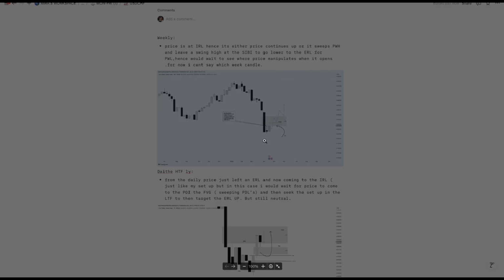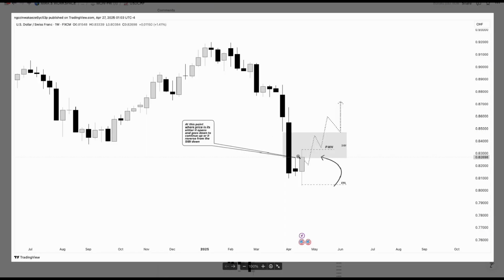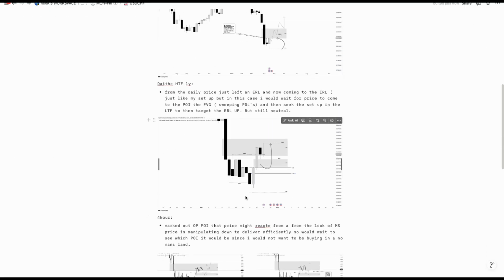Okay, because if you look at this weekly, I could not predict what the weekly candle will look like, because this might be a rejection from this BC to continue down, and also price can shrink down to continue up. So at that point I couldn't say. And also from the daily time frame, price just left an external range liquidity, this is an external range liquidity, and now it's coming to an internal range liquidity, which is this.